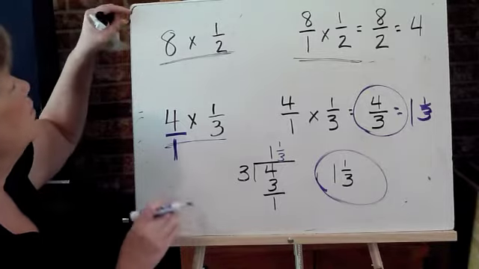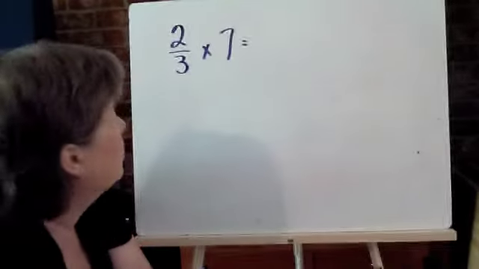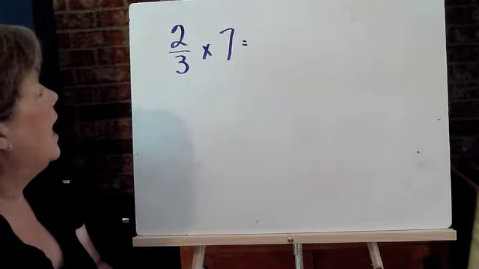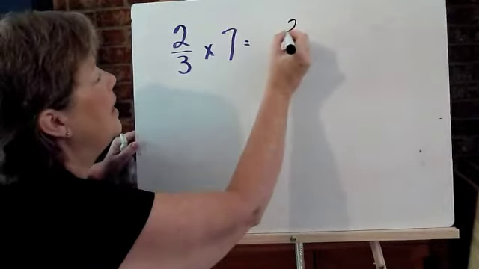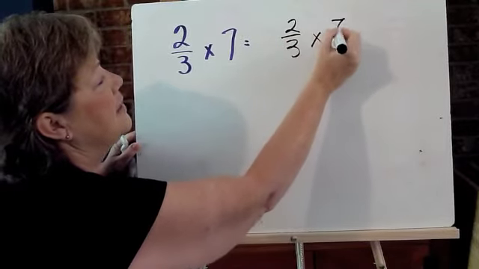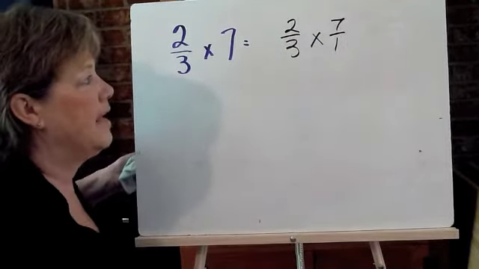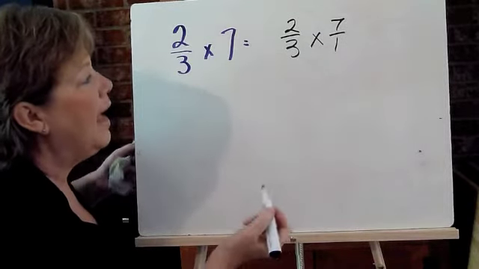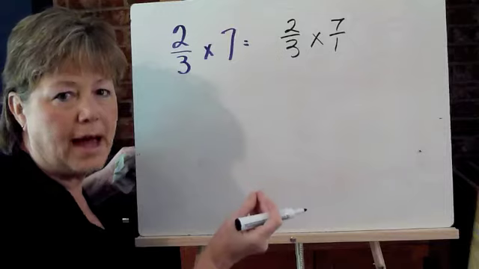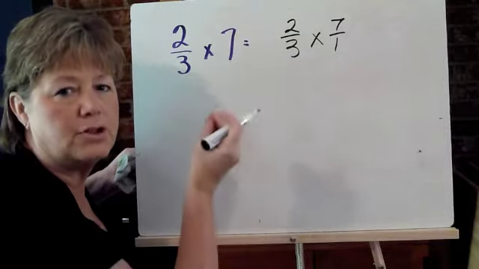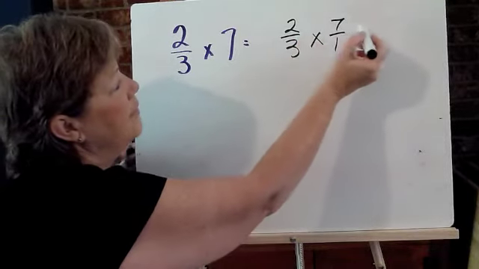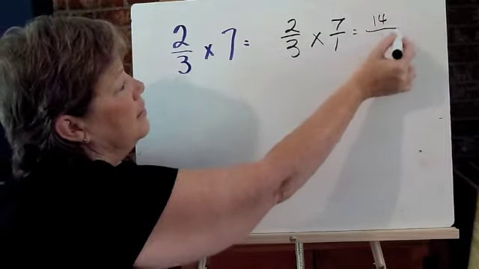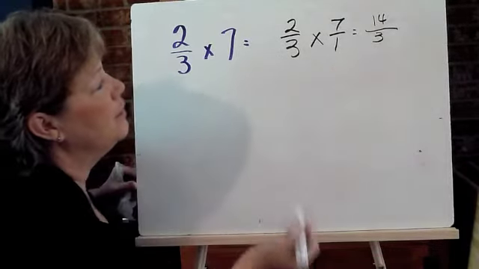Okay? So let's do one more example together, because you're going to have some to do this week. Let's look at the problem 2/3 times 7. 2/3 times 7 is the same thing as 2/3 times 7 over 1, because that's representing 7 wholes. The rule in multiplying fractions is, multiply numerator to numerator, denominator to denominator. So I've got 2 times 7 equals 14. 3 times 1 is 3.